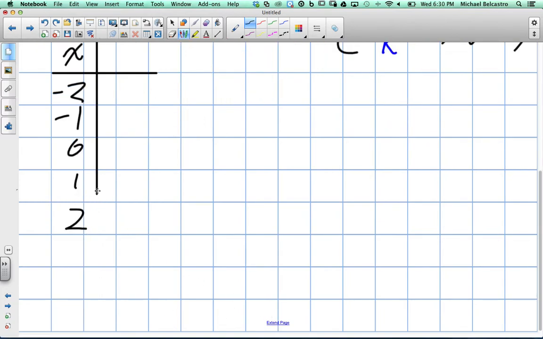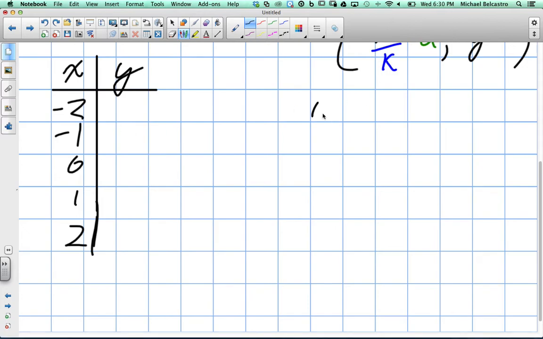Is that 5? That's 5. There you go. And these are really common ones to choose. And all we really have to do is plug them into our y equals x cubed, and we can quickly find values. We'll do it very quickly.